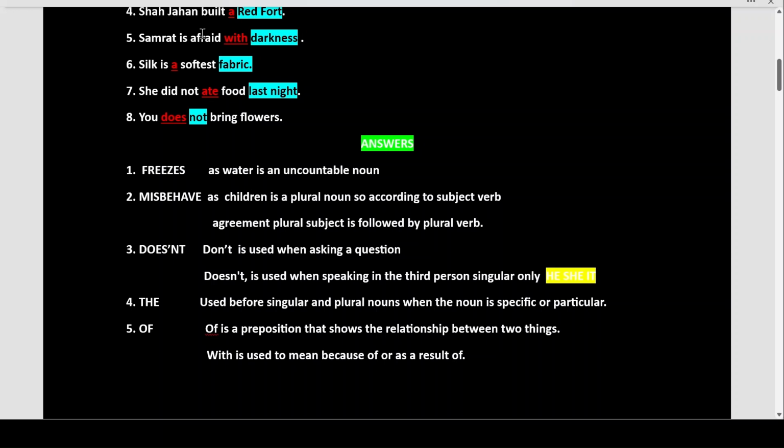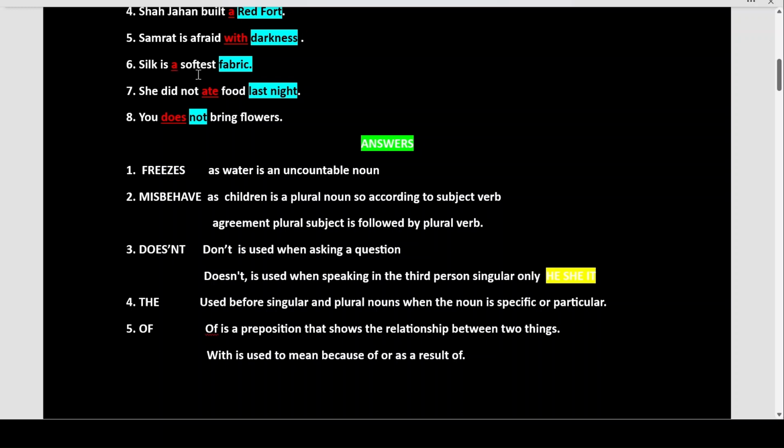What are the two things here? Samrat and darkness. Why is with wrong over here? Because with is used in statements which tell us something because of what happened or as a result of what happened. So over here, with will not be used, of will be used, which shows the relationship between two things.